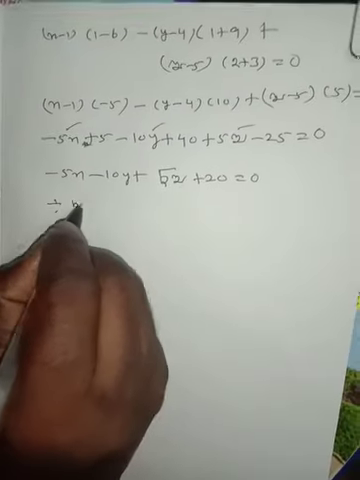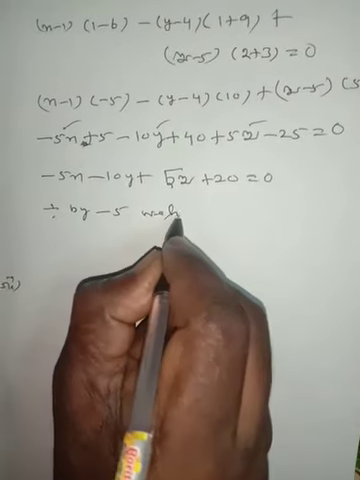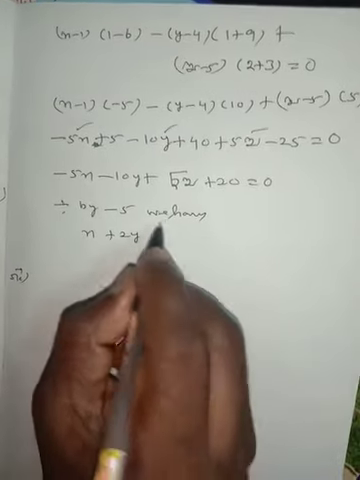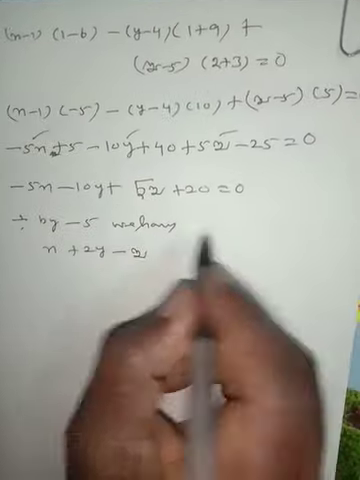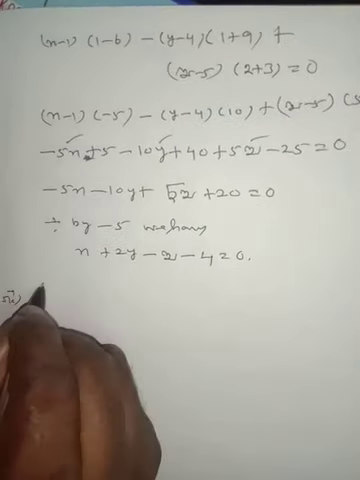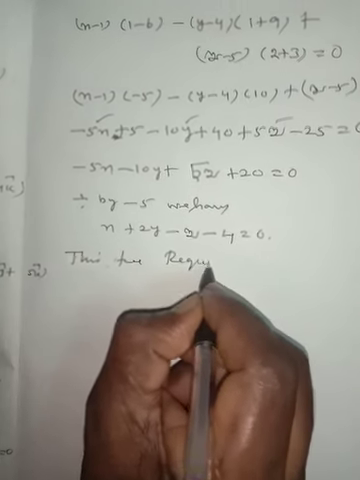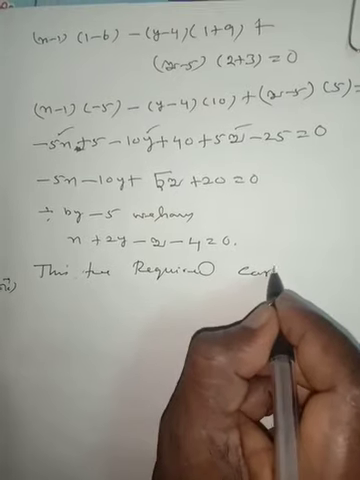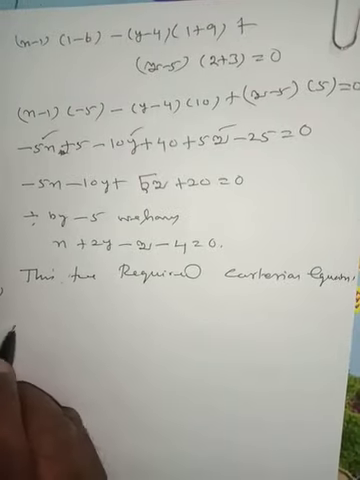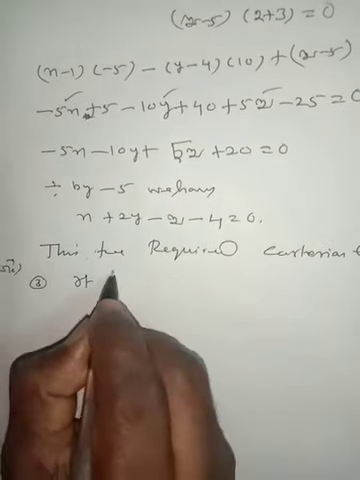Divide throughout by minus 5. We have x plus 2y minus z minus 4 is equal to 0. This is the required Cartesian equation.